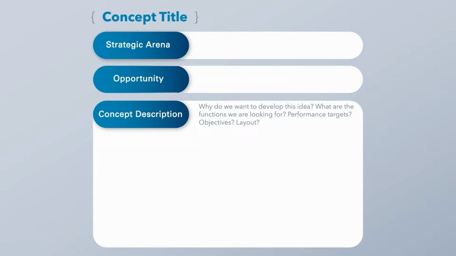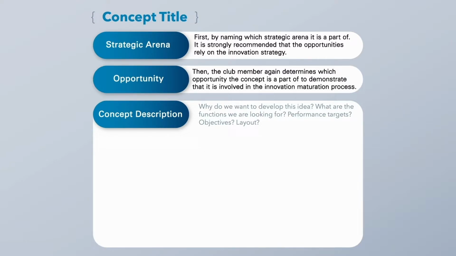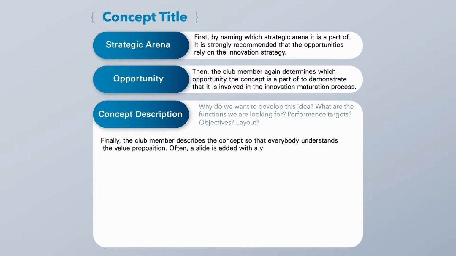The first page of the concept deck aims at describing the concept, first by naming which strategic arena it is part of. It is strongly recommended that the opportunities rely on the innovation strategy. Then the club member again determines which opportunity the concept is part of to demonstrate that it is involved in the innovation maturation process. Finally, the club member describes the concept so that everyone understands the value proposition. Often a slide is added with a visual representation so the image becomes clear for everyone.